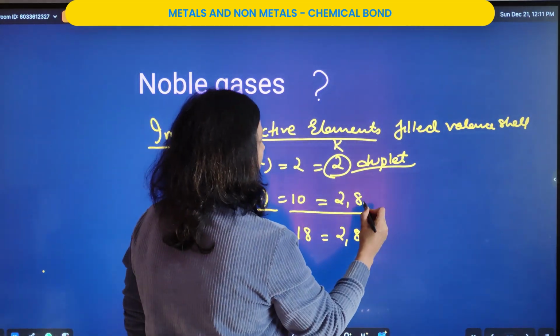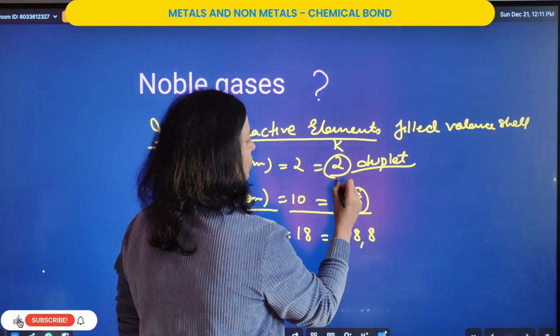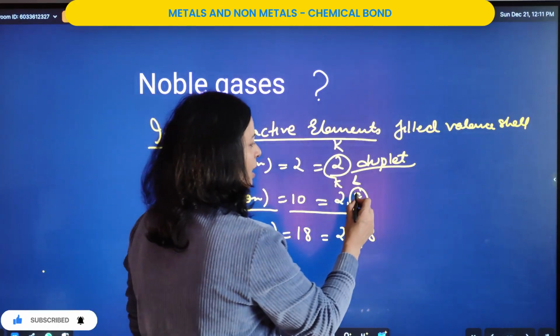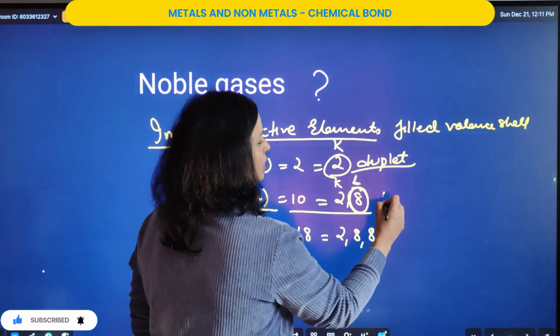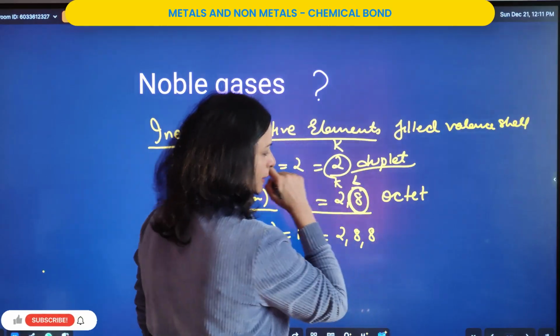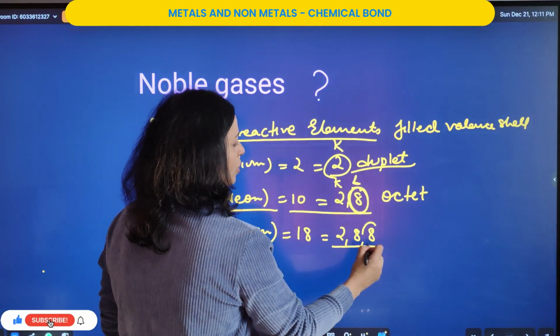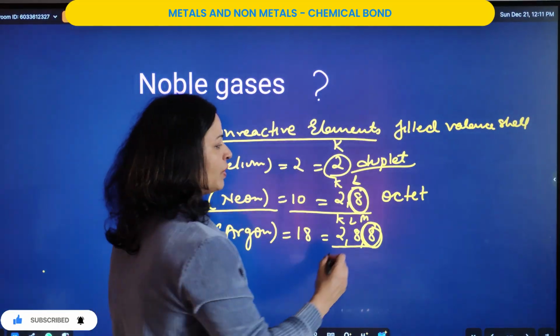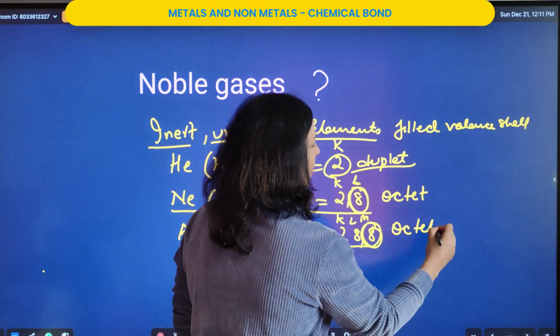Similarly, neon has 8 electrons, in the K shell and L shell. The L shell has a maximum capacity of 8 electrons, so it is filled with 8 electrons. This is an octet configuration. Similarly, argon also has K, L, M shells. The last shell is filled with 8 electrons, which is also an octet configuration.